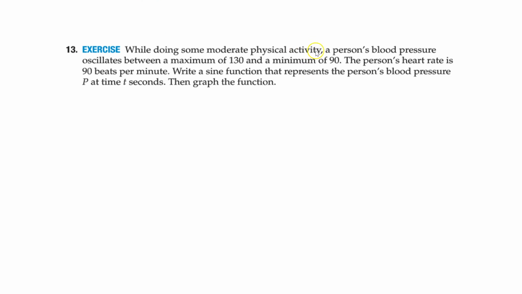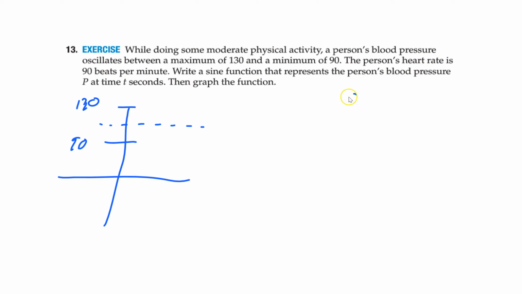While doing some moderate physical activity, a person's blood pressure oscillates between a maximum of 130 and a minimum of 90. So we're figuring out someone's blood pressure. Here's 90 as the min, and then 130 is the max. So again, the whole point is we're going to find the middle. The person's heart rate is 90 beats per minute. So it could do it 90 times in a minute. So again, we probably have to do the same thing as before. Write a sine function that represents blood pressure in time per second. So we're going to do a sine function this time.